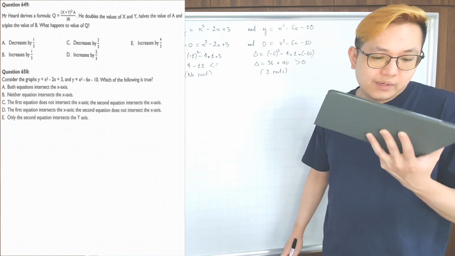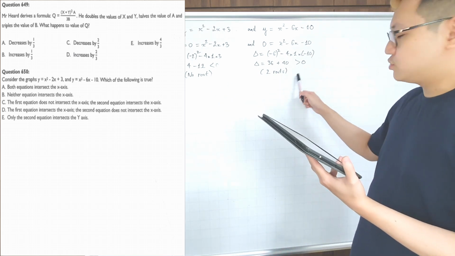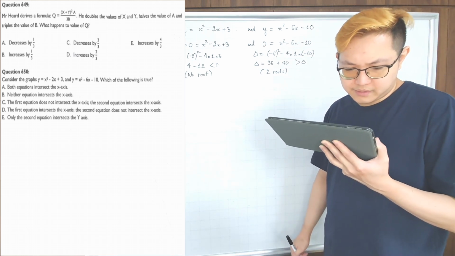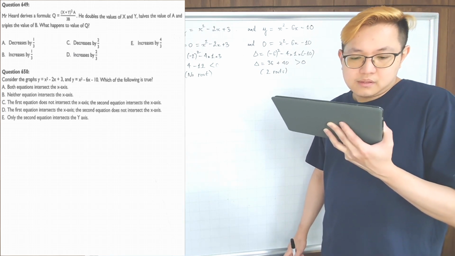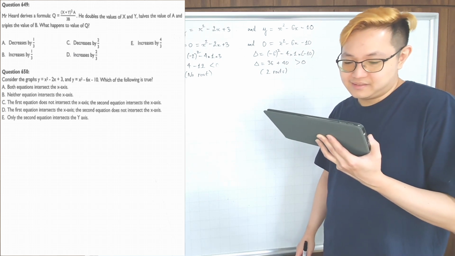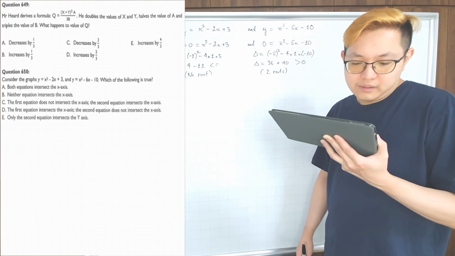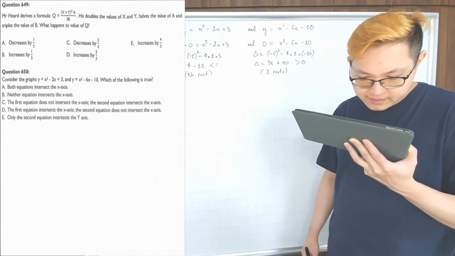C, the first equation does not intersect the y-axis. The second equation intersect the y-axis. True. Câu C đúng. C is actually true, right? D, the first equation intersect, the second does not. D is wrong. Câu D sai. E, only the second equation intersect the y-axis. What y-axis?